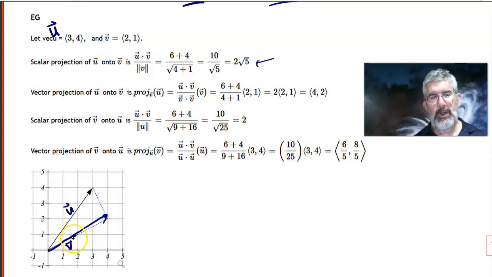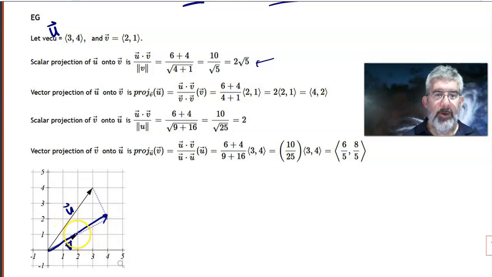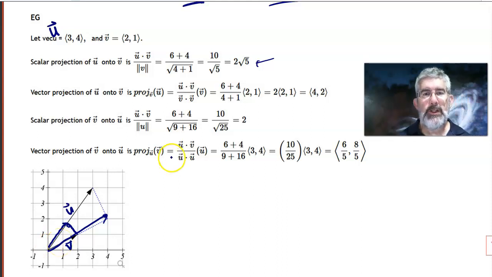So that would be the projection of u onto v. Now, I could actually do it the other way too. I could say, no, I want to project v onto u. So I would be going from here, dropping a perpendicular down to u, and looking for this vector now. So this just interchanges the roles of u and v.